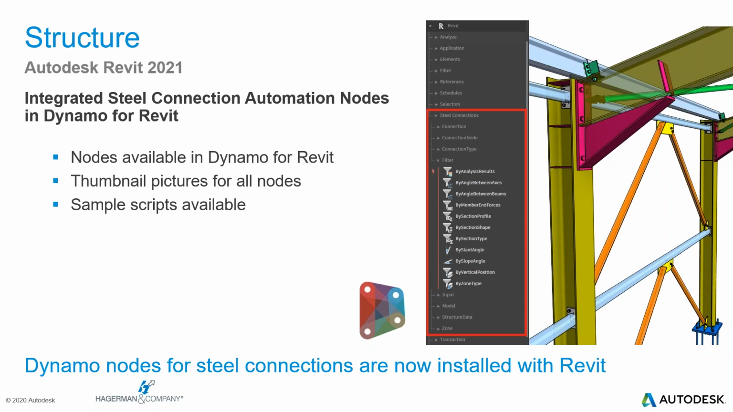These nodes give you the functionality to drive steel connections by structural analysis results, tightening the integration between analysis and detailing phases, and helping you make better design decisions when adding steel connections to the structural model. The integration of Dynamo nodes for steel connections into Dynamo for Revit provides engineers and designers with better out-of-the-box design automation capabilities.